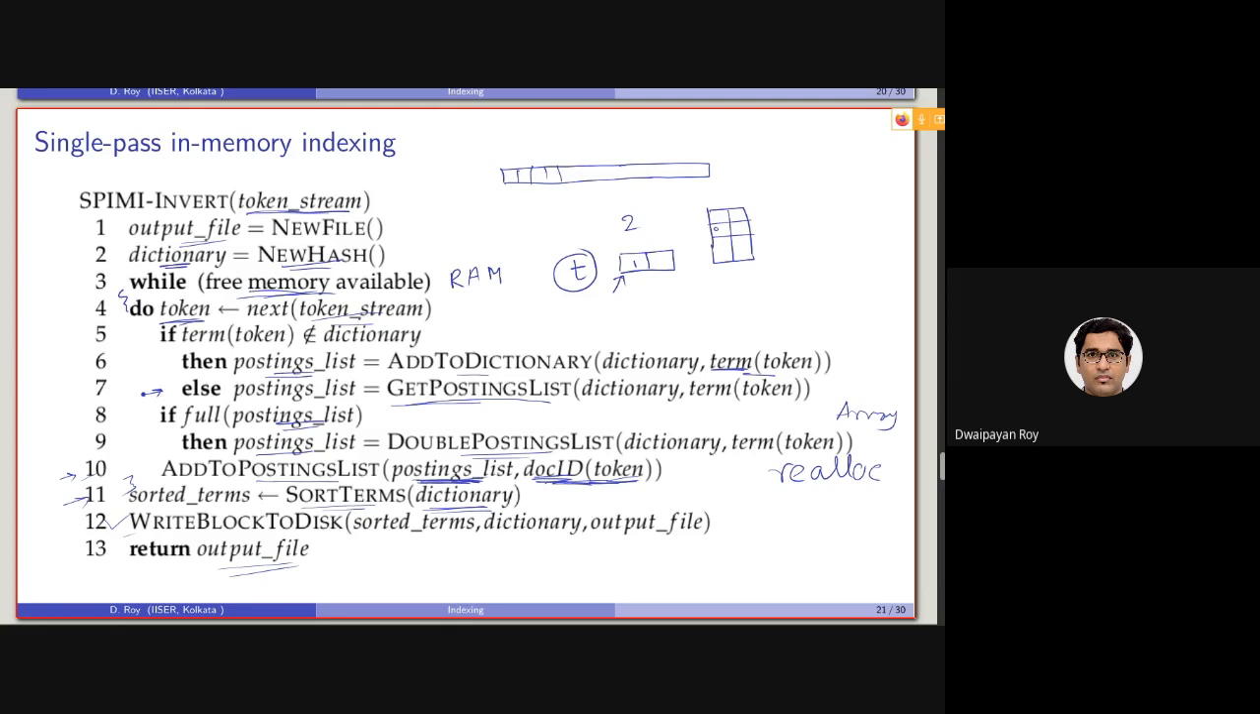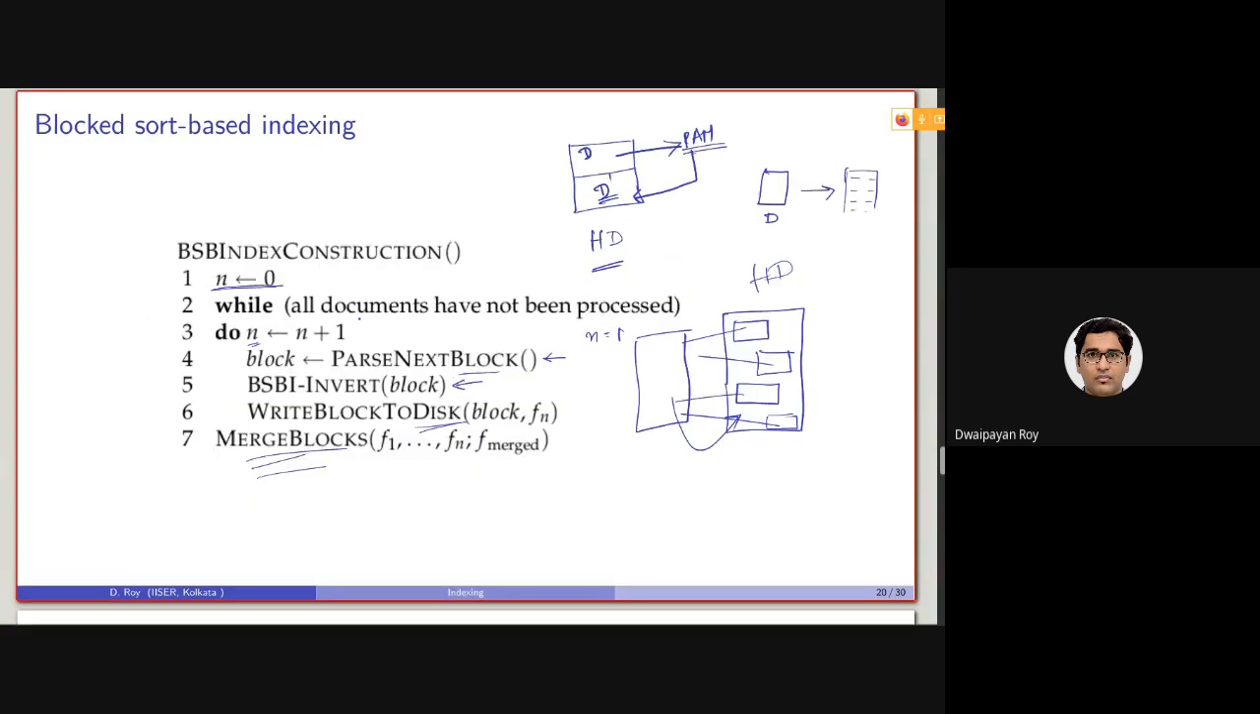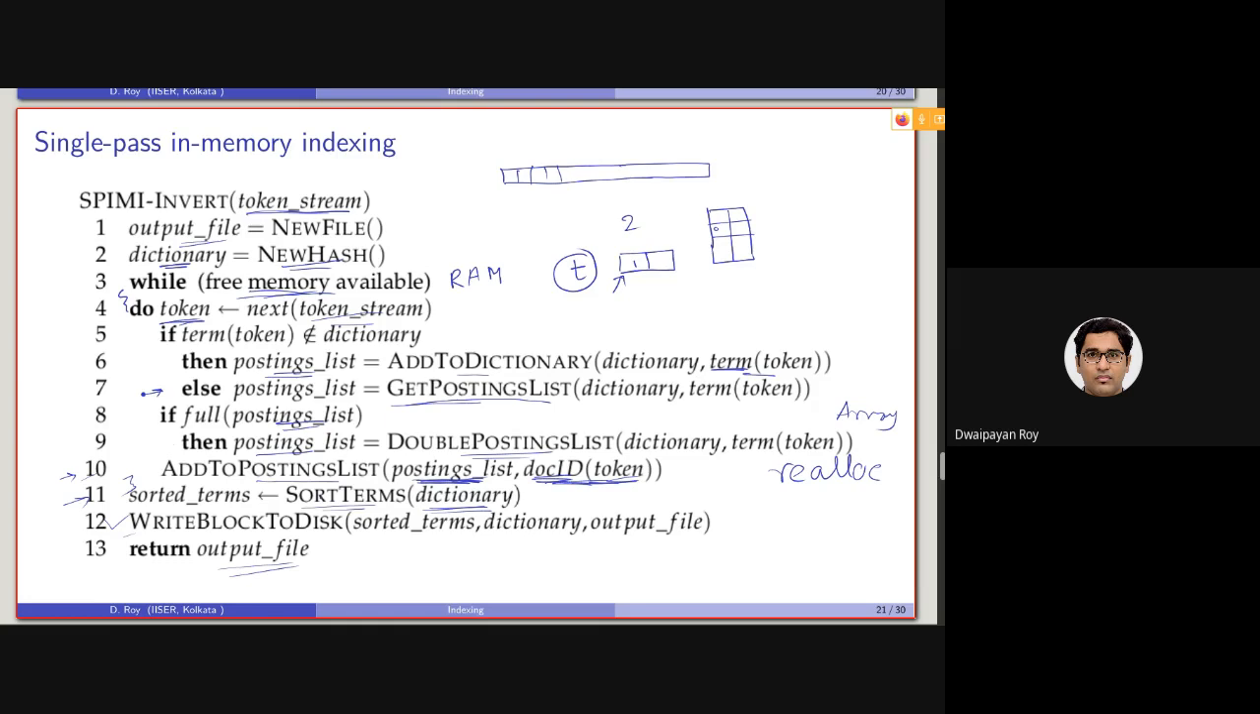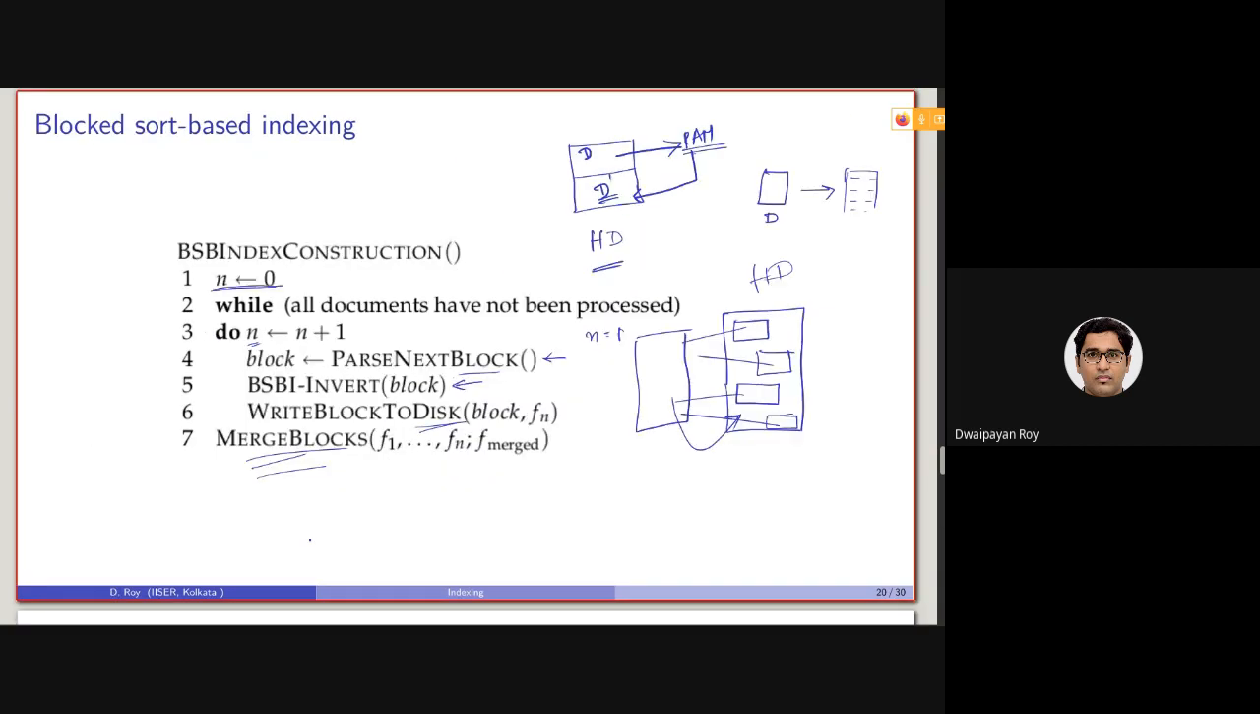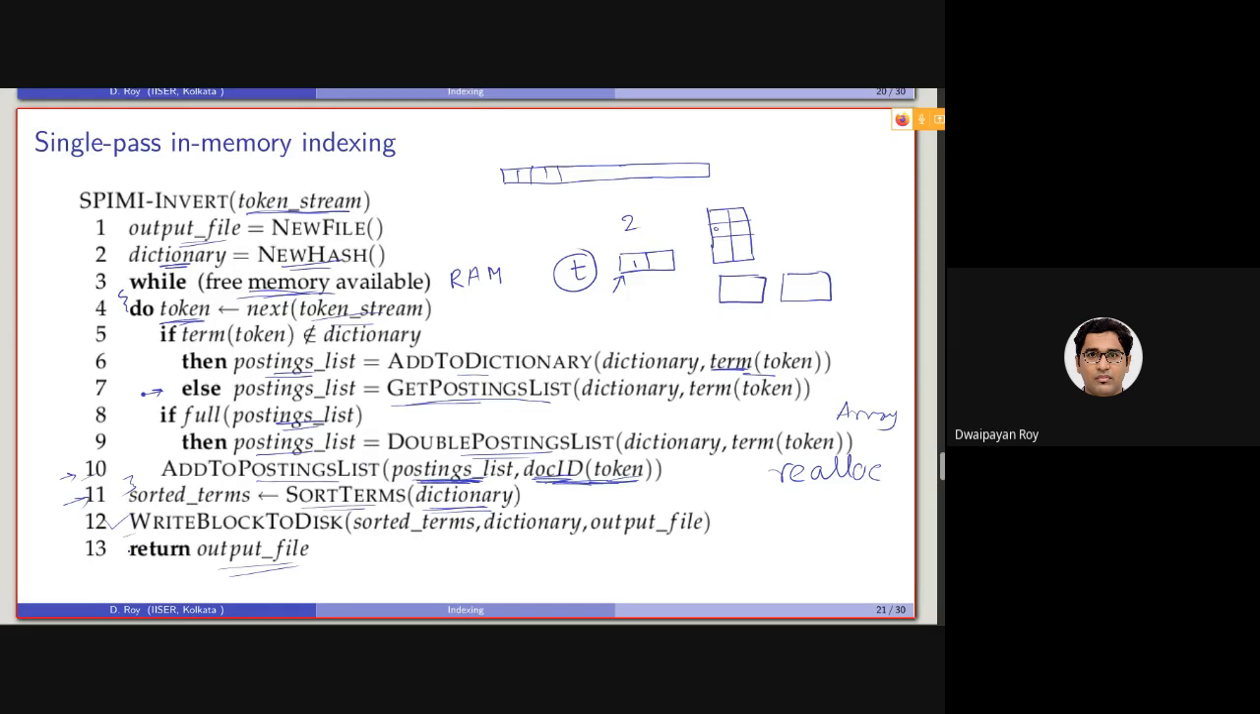So again, similar to block sort based indexing, we will be ending up with a list of blocks which are individually sorted, and we need to perform a similar operation, like a merge of blocks, here as well. We need to perform the merging operation here as well.